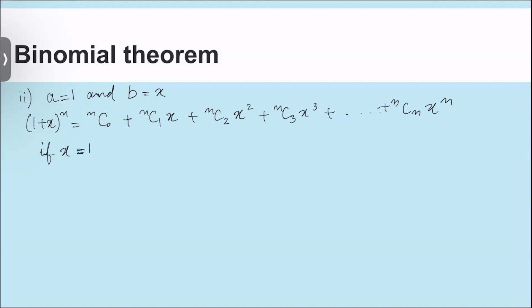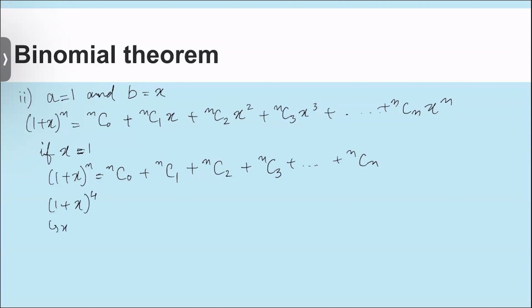Okay, if x is equal to 1, what we will get with (1 plus x)^n, if you substitute x equals 1, is: f(x) equals 1 remains the same. Then you will have nC1, and then you have nC2 plus nC3 plus all the way up to nCn. Okay, so suppose we take n. So (1 plus x) raised to, say, 4, and x is equal to 1.